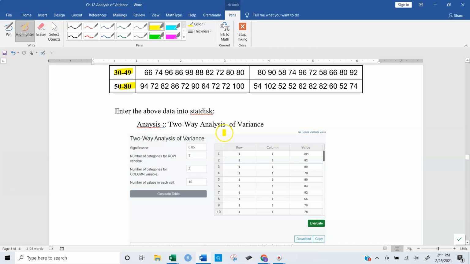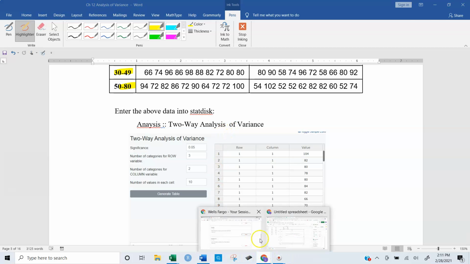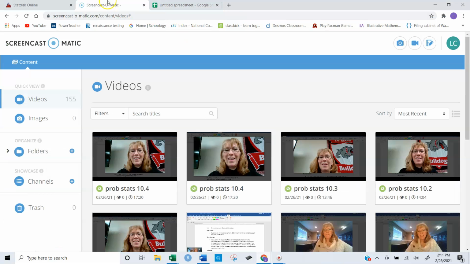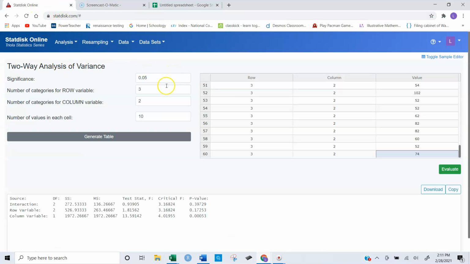I want to show you how you do this because you don't do it like we have normally done in the past. So when we go here, your two-way analysis is 0.05. You do not go to your StatDisk online and put it into your data set. It will not work. You have to go to Analysis, Two-Way Analysis of Variance, 0.05. You want 3 rows and 2 columns. And I want 10 values in each cell.